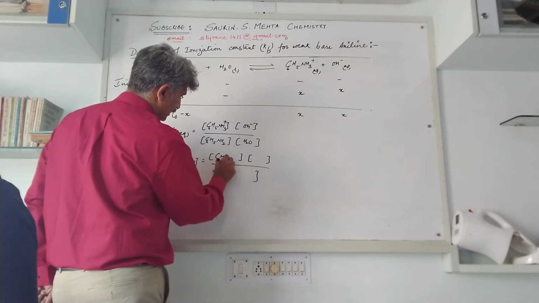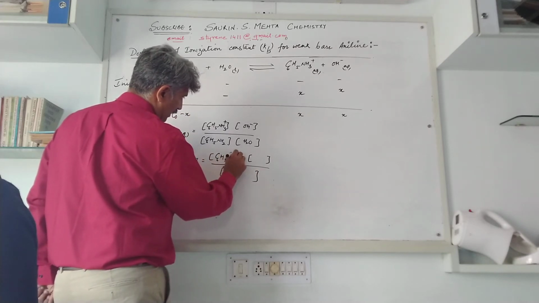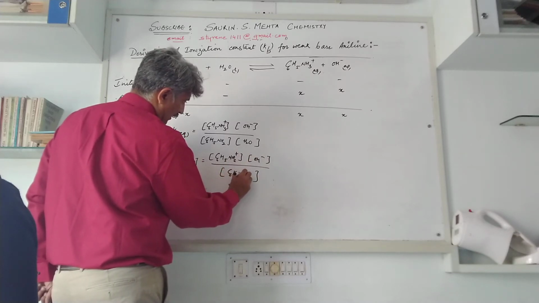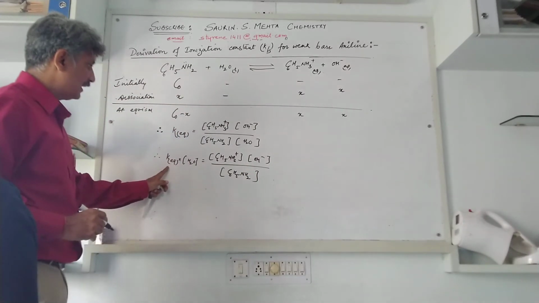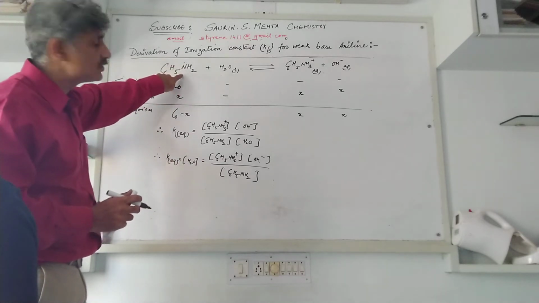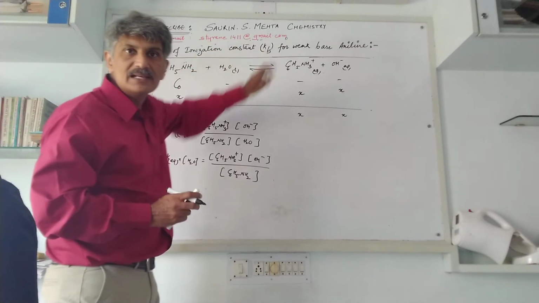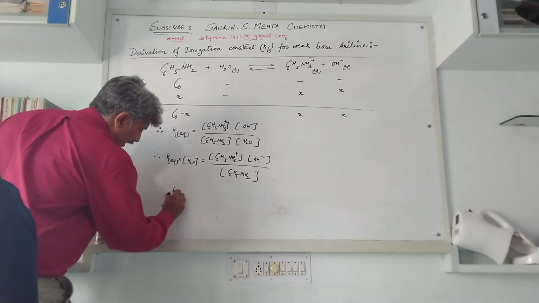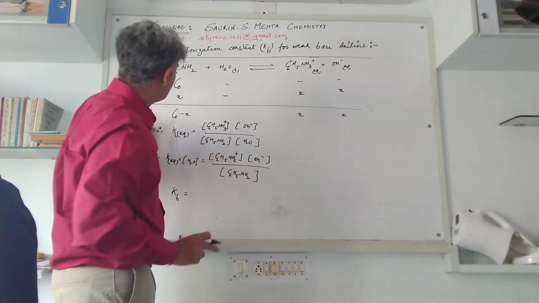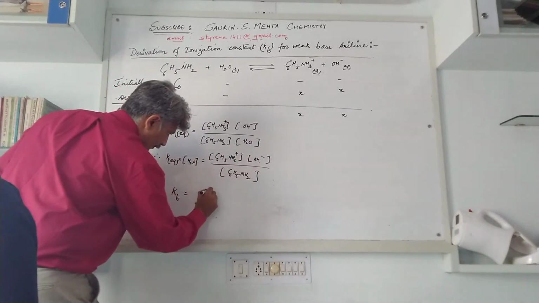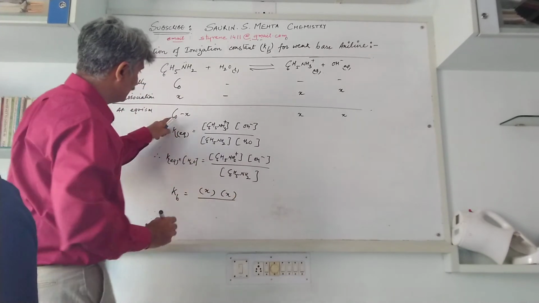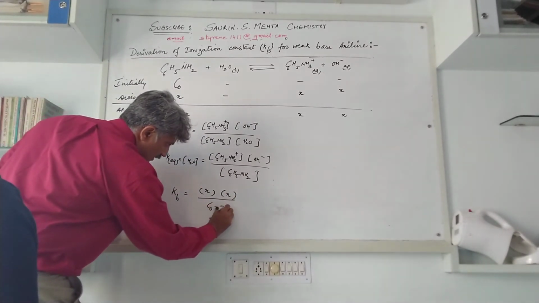So it is C6H5NH3 plus, OH minus, over C6H5NH2. Now Keq into water gives us a new constant, but this time the constant is for a weak base, and that's why we'll write it as Kb. Therefore Kb is equal to, the anilinium ion at equilibrium is X, the OH ion is also X, and for aniline it is C0 minus X.